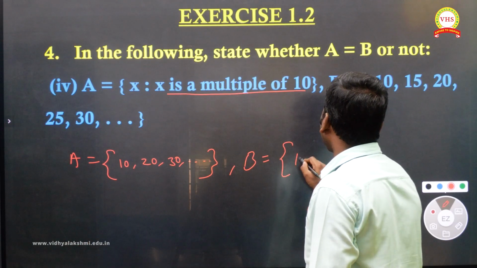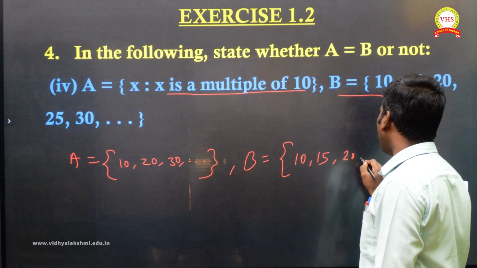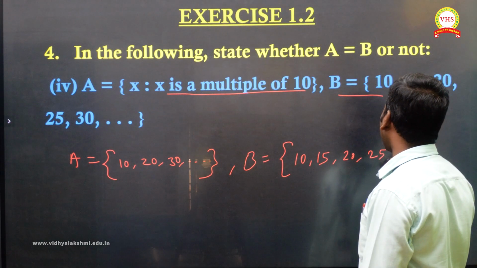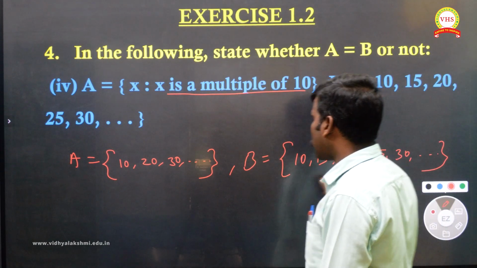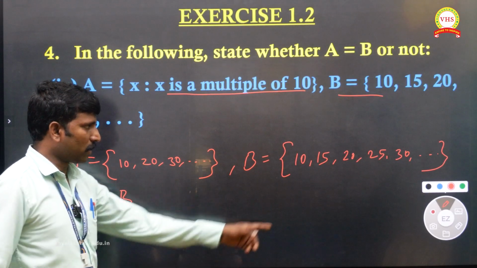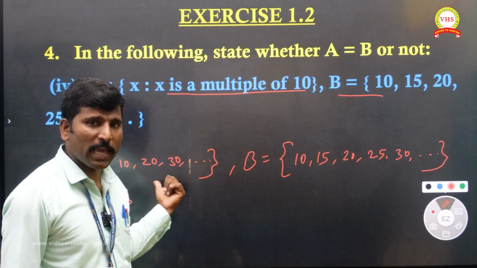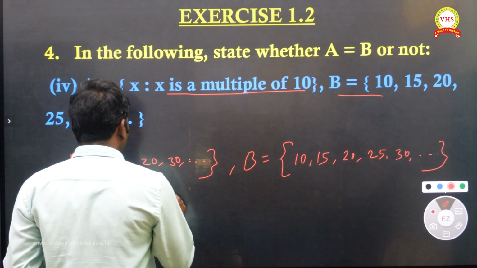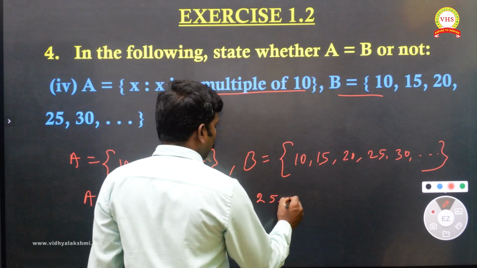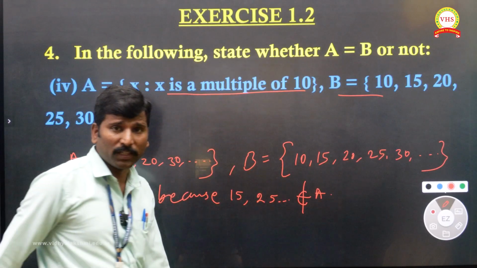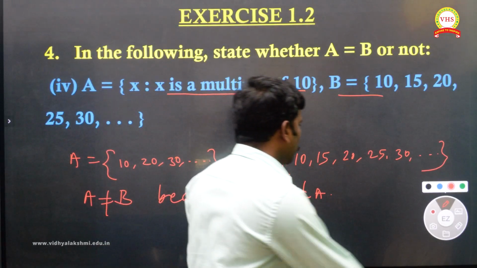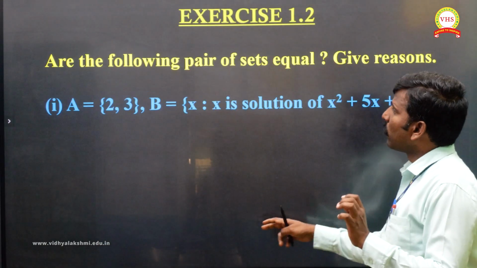Infinite set. But the points they gave are 10, 15 and so on. 15 never comes here because this is a multiple of 10. 25, 30, it's going. So it will never be equal. A and B are not equal because some numbers are missing in A. That you can write, because 15 and 25 etc. do not belong to what, my dear? A. So that is not equal. Understand? Just go slowly. You will get the idea of whatever I am giving.